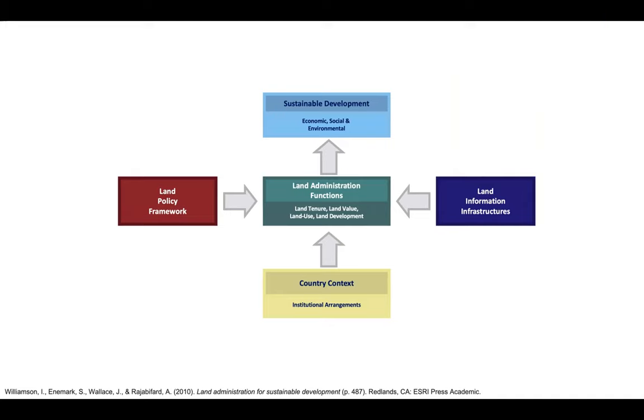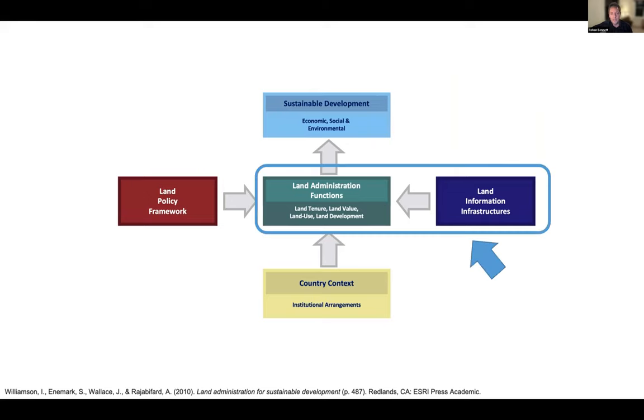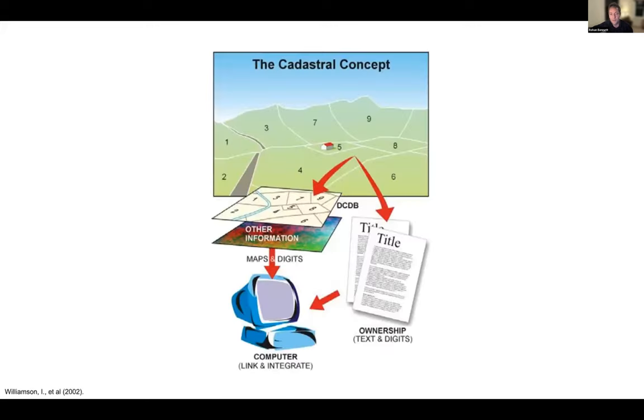The modern theory: every country is different, so every country does it a different way. We're in the post-colonial era, where everyone got the same cookie cutter model. You've got to have a solid land policy that builds from that country context, but every country context really needs to manage tenure, value, land use and development in an organized way. It could be decentralized, could be centralized, but you've got to have some kind of setup to manage those four functions and a land information infrastructure to support that. And overall, that should help us to achieve sustainable development.